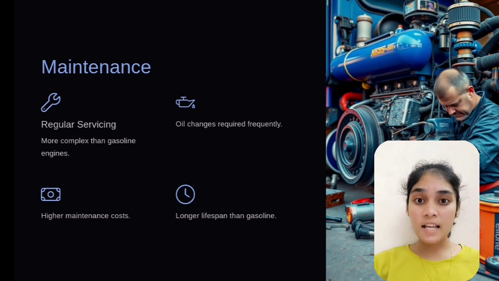So we understand the engine weight and maintenance. Weight is the diesel engines are generally heavier than gasoline engines due to their robust construction and large components. And maintenance is the diesel engine requires more frequent maintenance than gasoline engines, including oil changes.